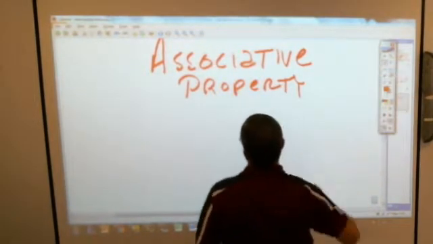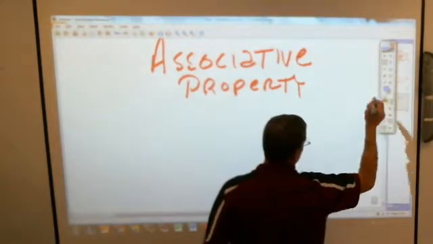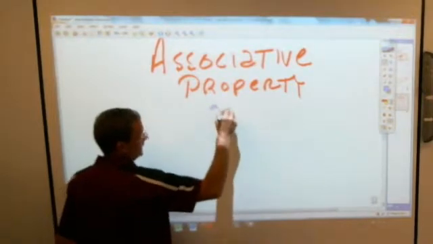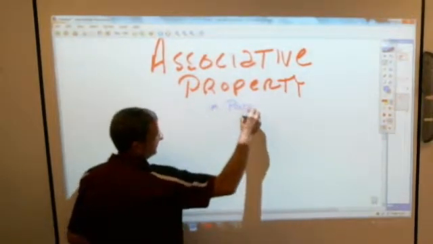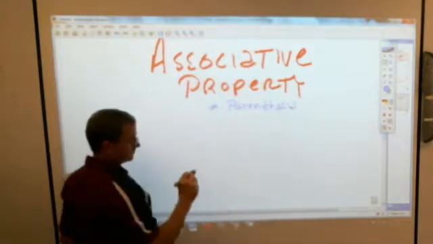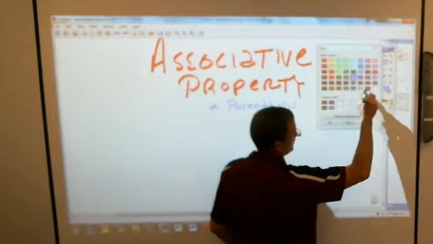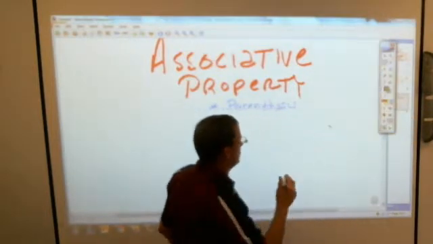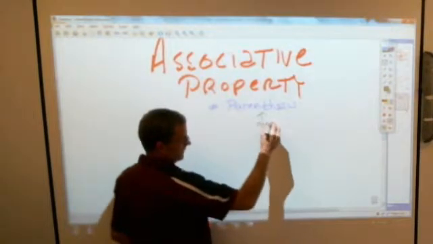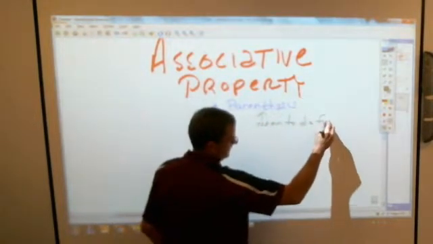First things first, you cannot have the associative property unless you have parentheses. And parentheses mean, ladies and gentlemen, by the way, when you see a parenthesis in math, it means you have to do that first.